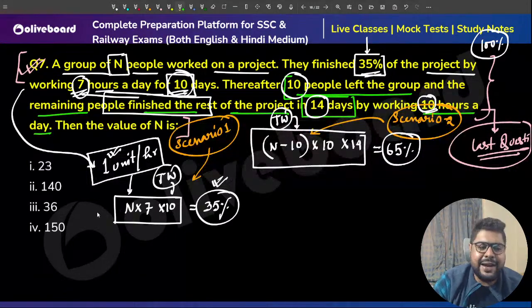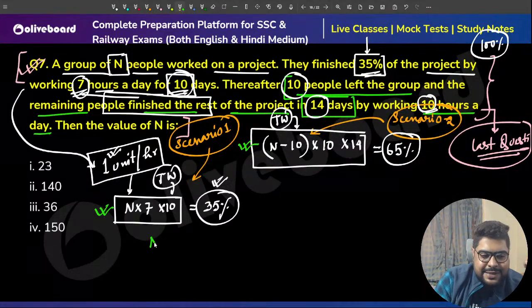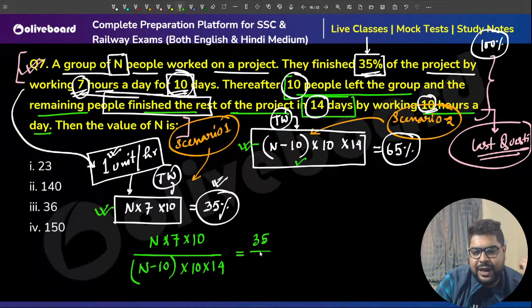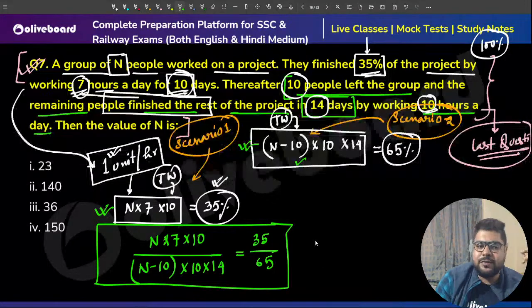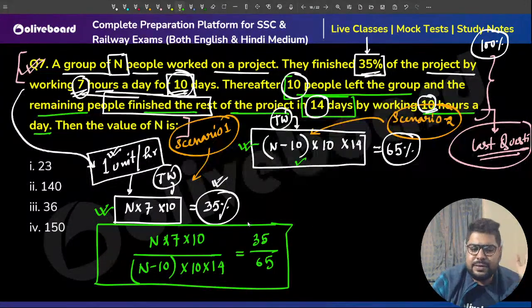I told you, you can divide, or you can simply calculate. So if I do this, n into 7 into 10 divided by n minus 10 into 10 into 14, that is nothing but right hand side 35 by 65. Always you can do this, or if you can directly say this, that will be a better way. But if someone is a beginner, I guess this is something you must do.